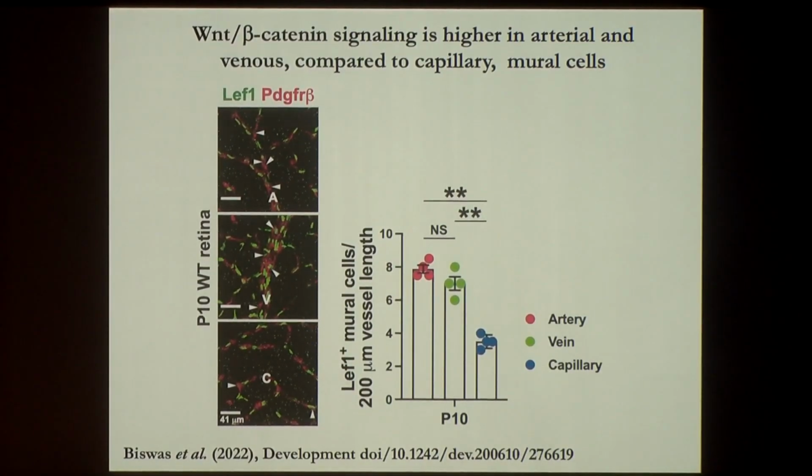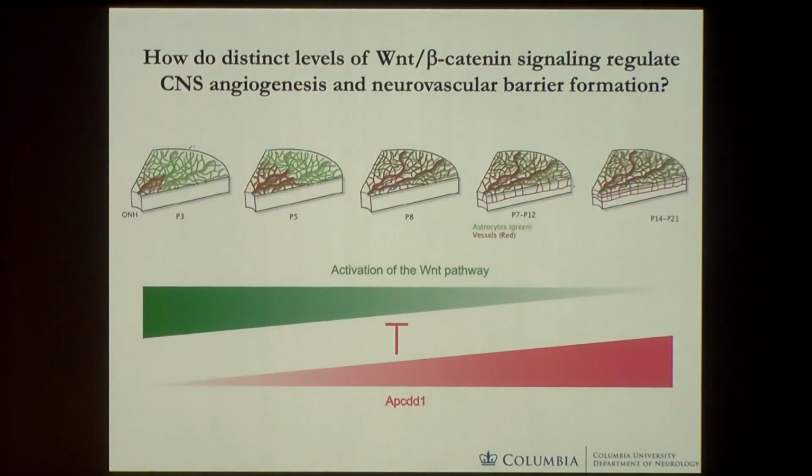And so one of the initial questions that we had is that the activation of the Wnt beta-catenin signaling goes down as the vascular tree matures and the acquisition of the barrier properties begins. And so how is this process really regulated? How do vessels know to grow but not mature barrier properties?